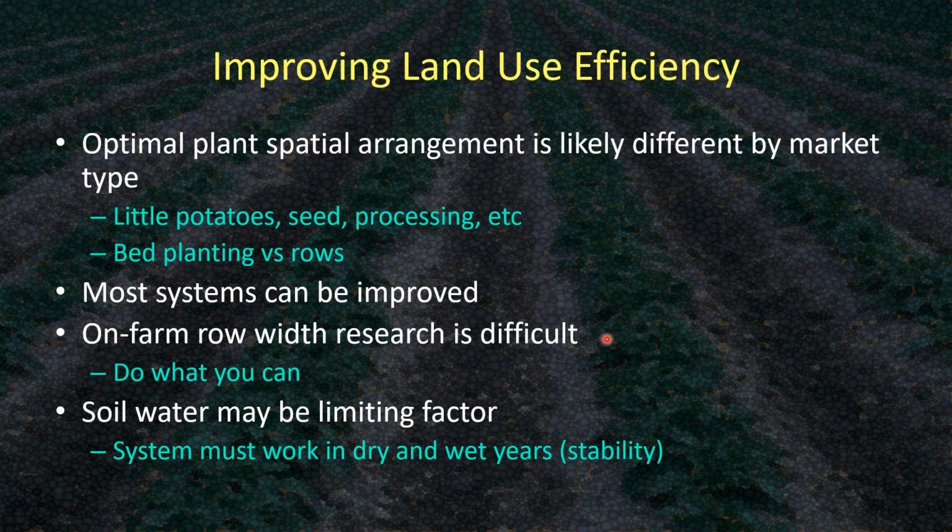On-farm row width research is difficult. Do what you can, however, but it'd be nice if you could find a researcher in your area who would be able to do this on small plots, so you don't risk financial loss. Soil water is likely a limiting factor, and this may not work on dry land. If you have an irrigation system where you can apply as much water as you wish, this may work for you. On dry land, you need to consider how much water is available to each plant before you do this.